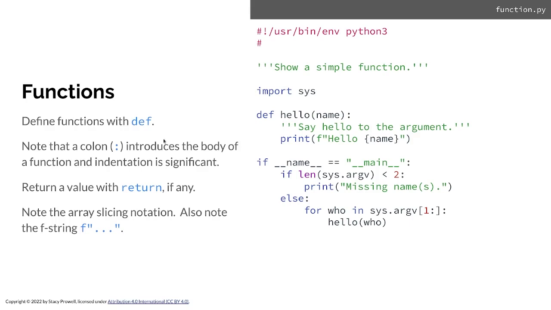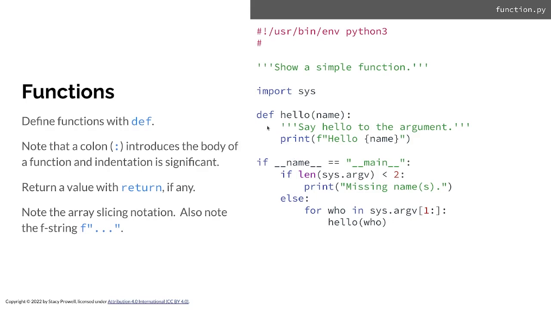Something of interest over here in this simple little function called function.py. So I come in, I check to see if I'm in main. I check to see if my argument array has at least two things. If it doesn't, I say I'm missing names. If it does, then I go through the list of them and I invoke hello for each one of those arguments. What does hello do?